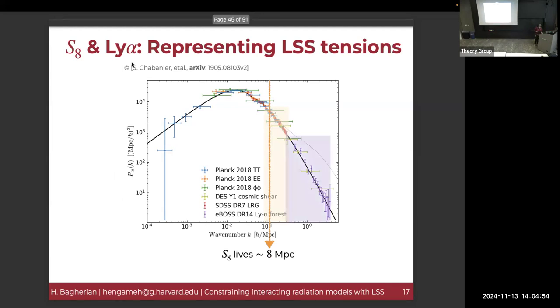So what is that? I have a slide on this. This is just to give you an idea where S8 and Lyman alpha live on the matter power spectrum. Lyman alpha lives further into the nonlinear regime at 1 megaparsec.